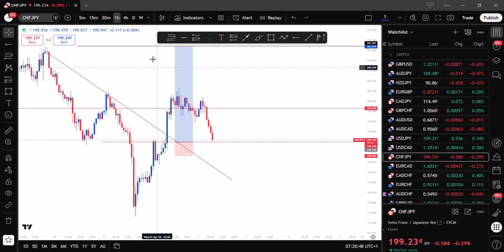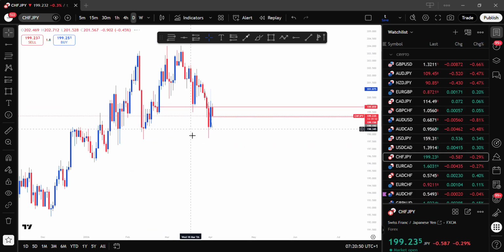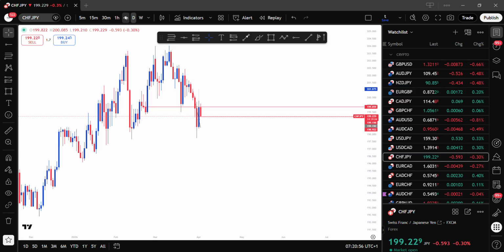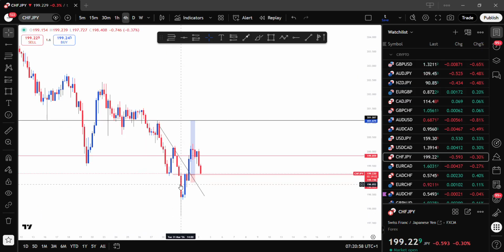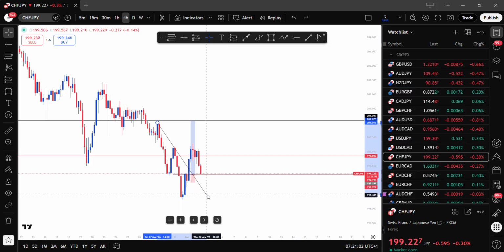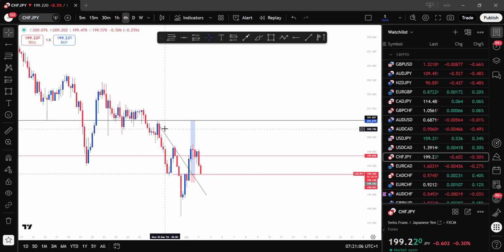On CHF JPY, I had this setup on CHF JPY, but I'm not taking it yet because the market has been selling, it's just been selling. But what made me analyze that chart was this. It has this trend line here, and as you can see, it first bounced. This is the second one, and the third one broke out of it. So it's coming down now.